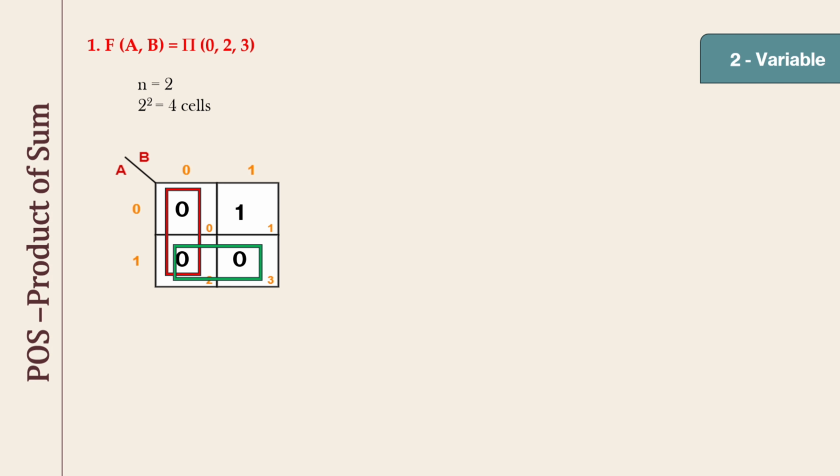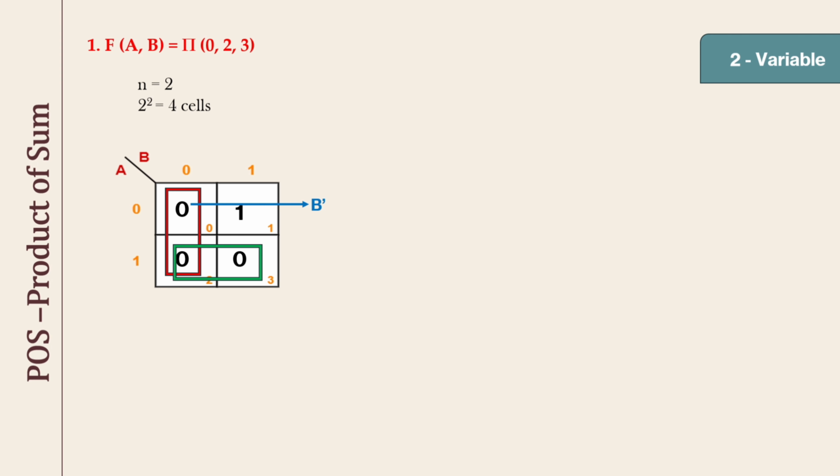Now let us consider the first group. In the first group, we don't have anything common between the first and second rows, so we can't consider the A value. Now let us consider the column. In the column, we have only one column, that is B bar. So we can name this group as B bar.